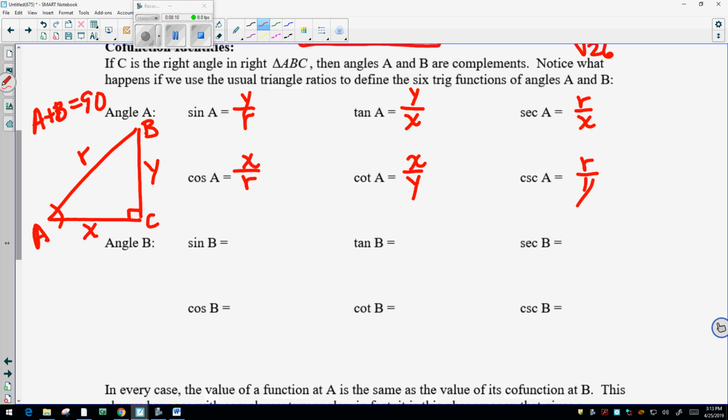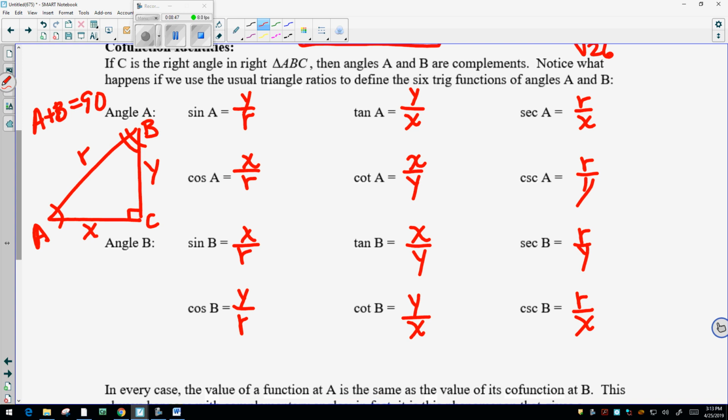Now when we switch this up and we go to B, keep in mind your reference angle is changing, so adjacent and opposite switch. So sine of B, this time your opposite is x and the hypotenuse is still r. Cosine, we have adjacent over hypotenuse. And tangent, now we have opposite over adjacent. So again, we can make all of our other ratios by thinking reciprocal. So I have y over x for cotangent. For secant, it's the reciprocal of cosine, so r over y. And cosecant is the reciprocal of sine, so r over x.